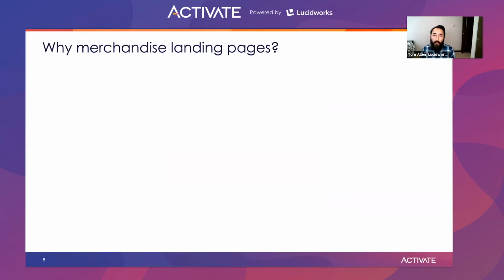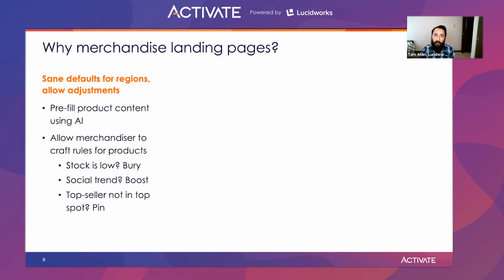So why would you want to merchandise these landing pages? Let's look at 3 cases here. One is to have same defaults for regions, but allow adjustments. So let's say that you want to pre-fill product content into those carousels or featured products using AI, but you want to allow the merchandiser to craft rules for those products.